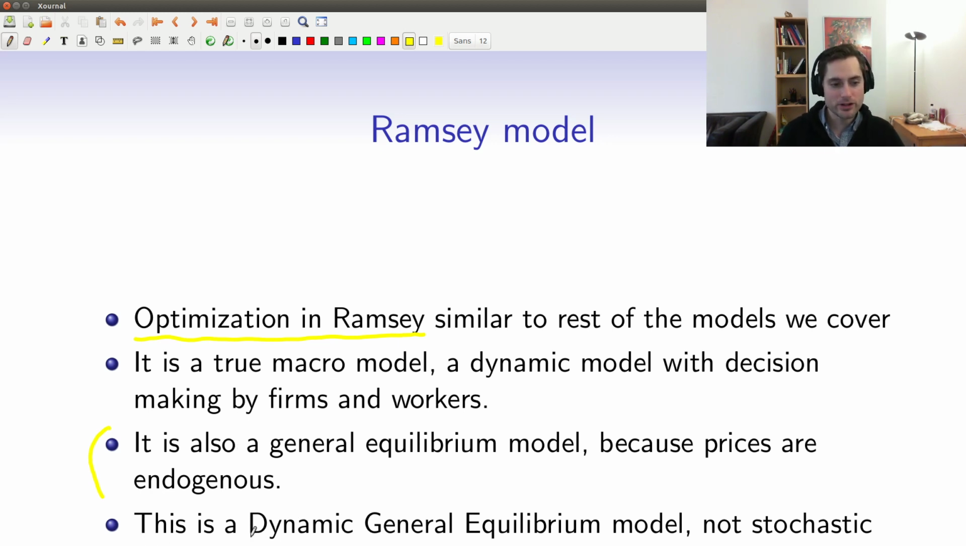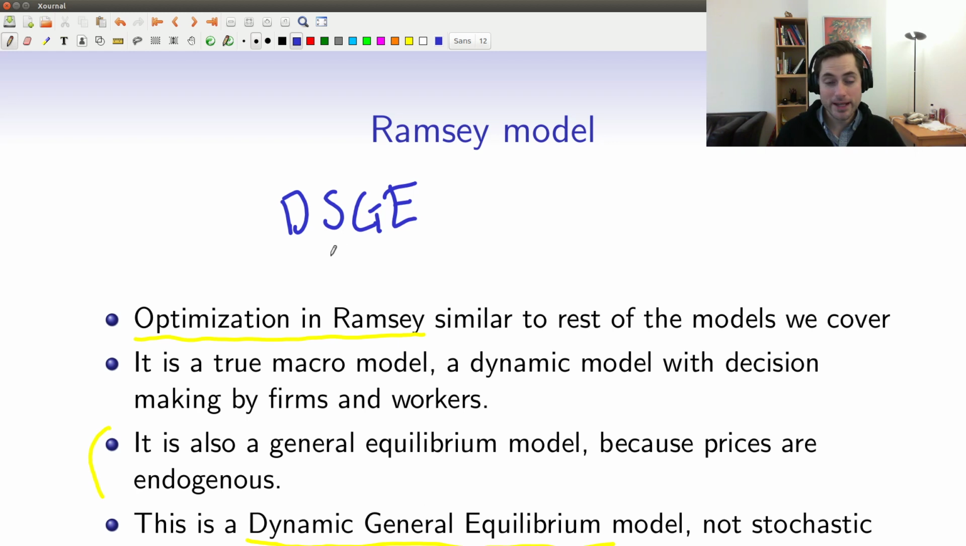And you may have heard of DSGE models. Central banks these days use DSGE models as one of their primary tools for predicting the effect of, say, monetary policy. Today, the model we're going to look at is going to be a DGE model. So it's a dynamic general equilibrium model.